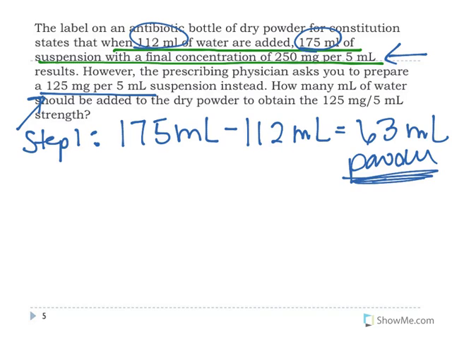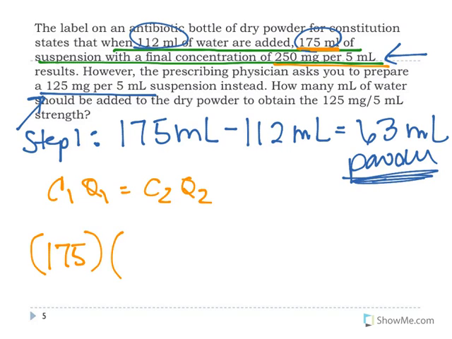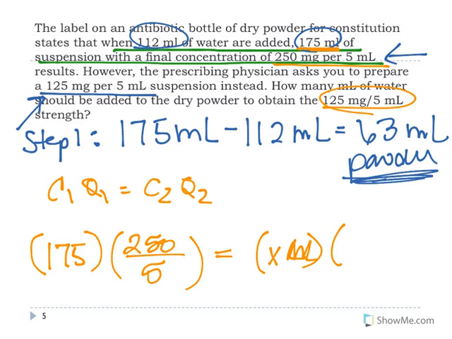And if you haven't already reviewed the tutorial on altering product strength, you should go ahead and do that, because the way you do that is using our C1Q1 equals C2Q2 equation. So in this case, we know that if we follow the manufacturer's instructions, we get 175 mL of a 250 per 5 bottle. So that's our C1Q1. Now, what's going to be our new alteration? Well, we're solving for our new volume. I'm sorry, that's X milliliters of whatever we want, which is 125 per 5.